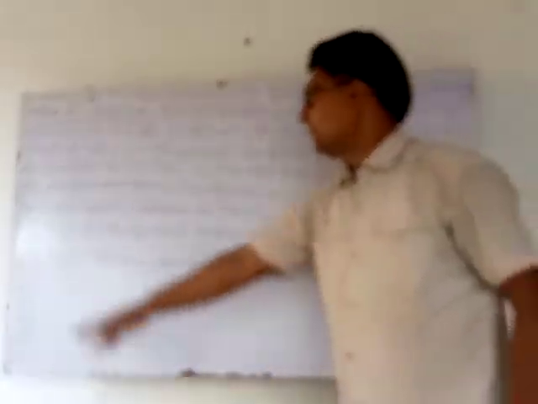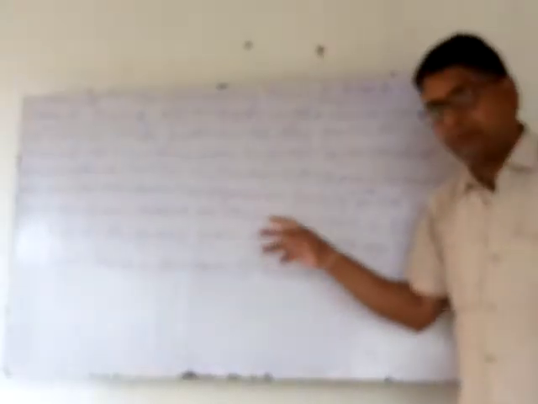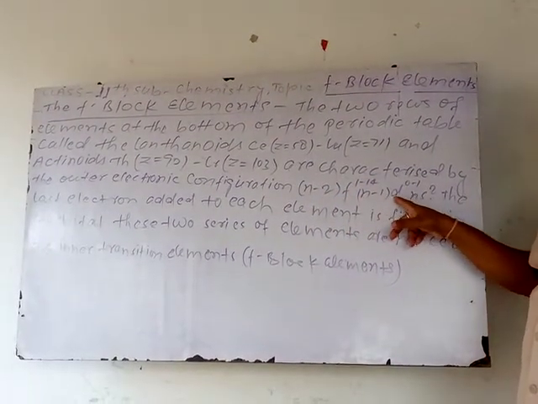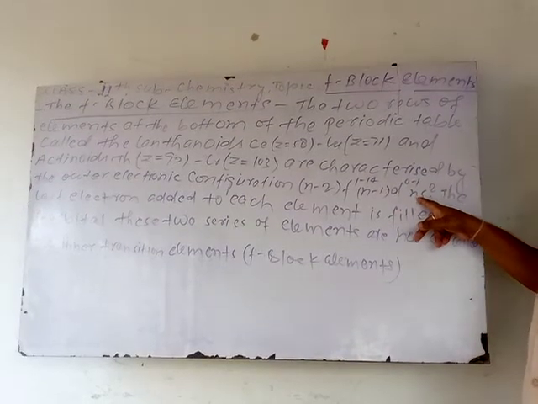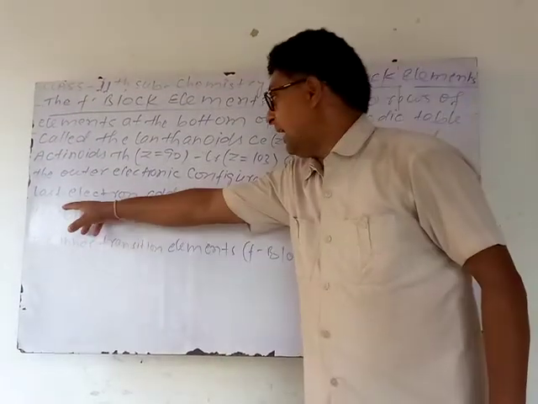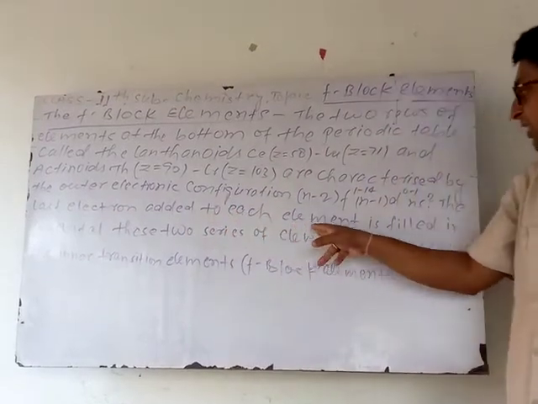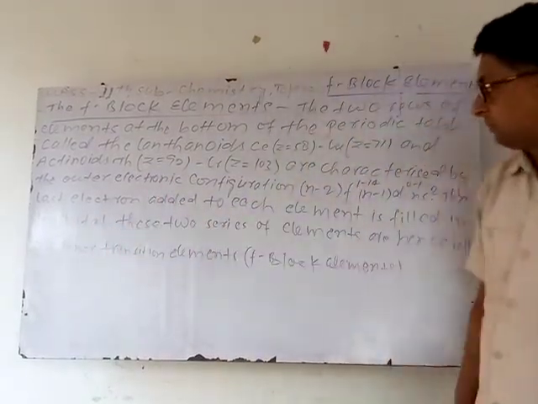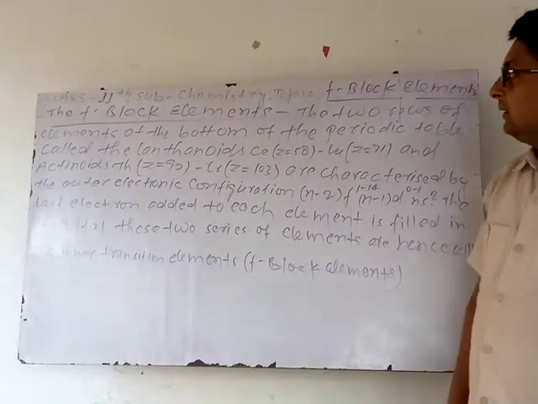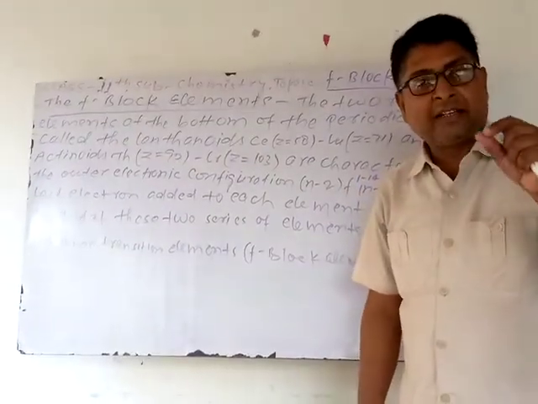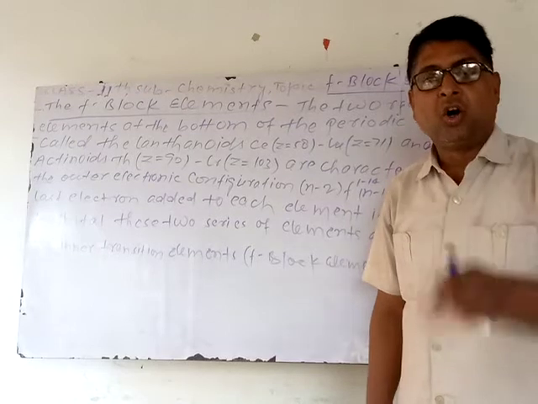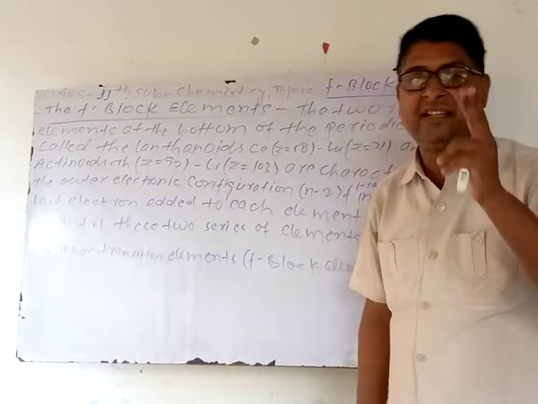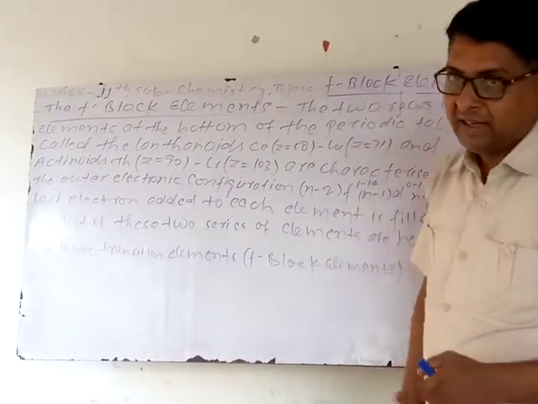They are characterized by the outer electronic configuration (n-2)f1 to 14 (n-1)d0 to 1 ns2. The last electron added to each element is filled in the f orbital. The two bottom rows of the modern periodic table denote the lanthanide and actinide series, known as f block elements.